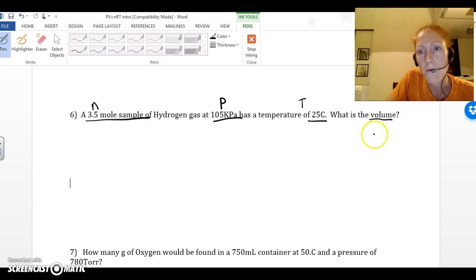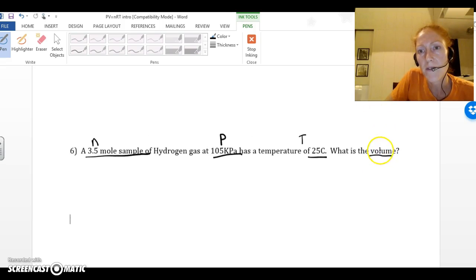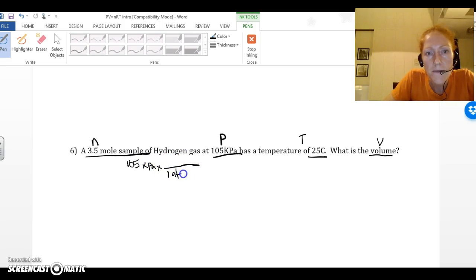So we are looking for V. Okay, so before I can plug any of these in, I'm going to have to do some conversions. This is good because n can be in moles. This is not good. Pressure has to be in atmospheres. So I have 105 kPa, and I know for every 1 atmosphere there are 101.325 kPa. Can't remember if I used that whole thing in the beginning.